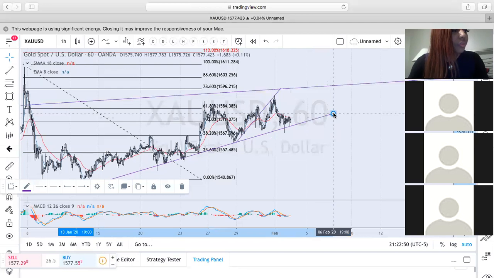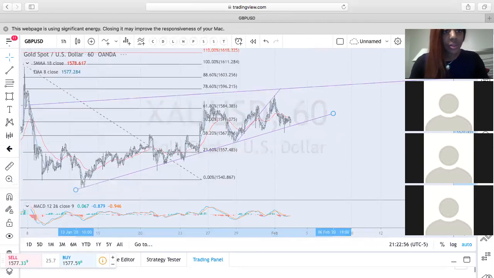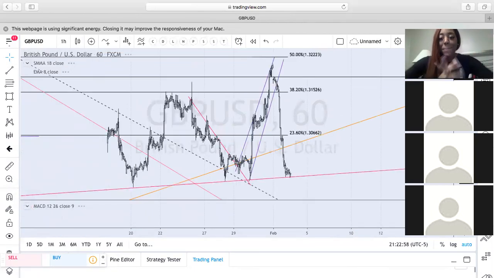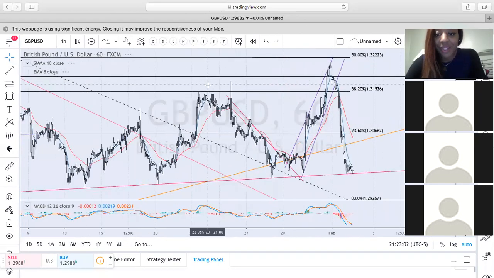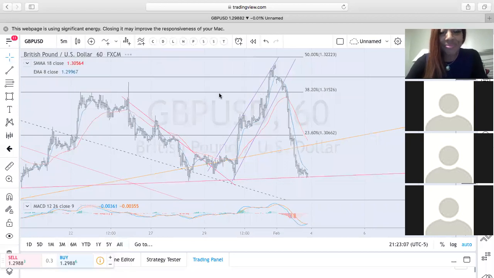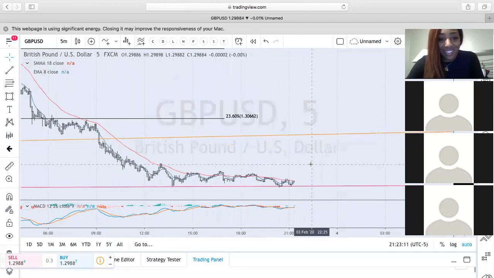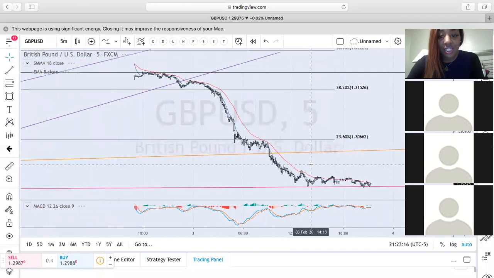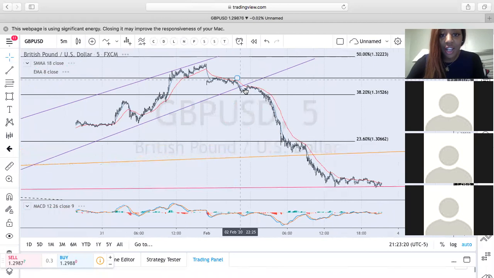Do you mind going to GU on the 5-minute, please? Oh, sorry, you said 5 minutes. Okay. So can you go up where the break of structure happened? Up here? Yeah. Here? Okay.